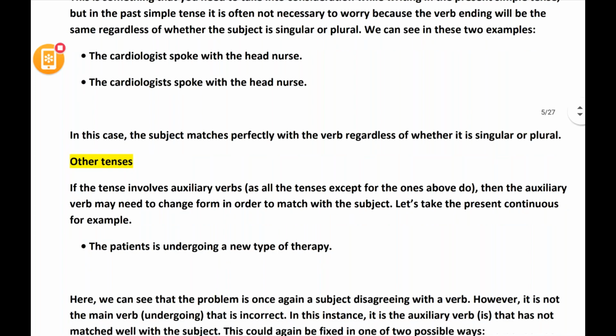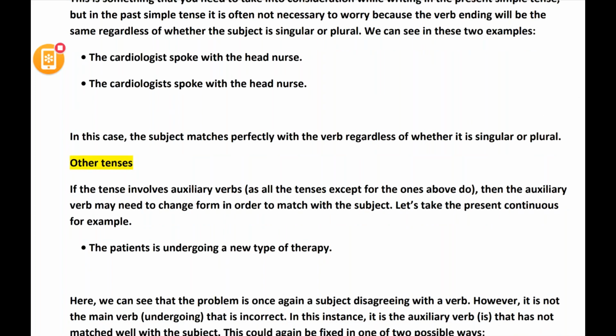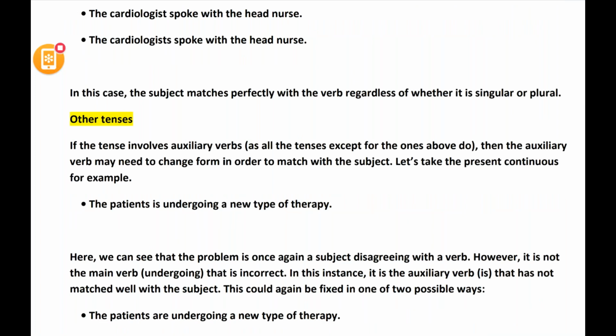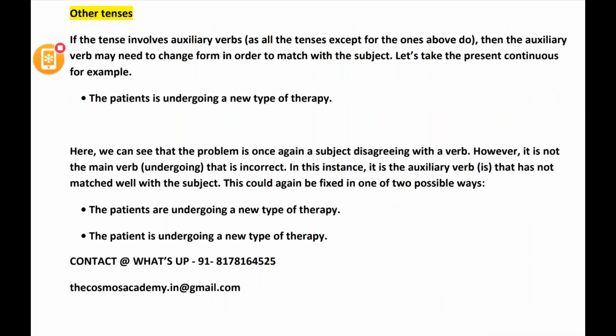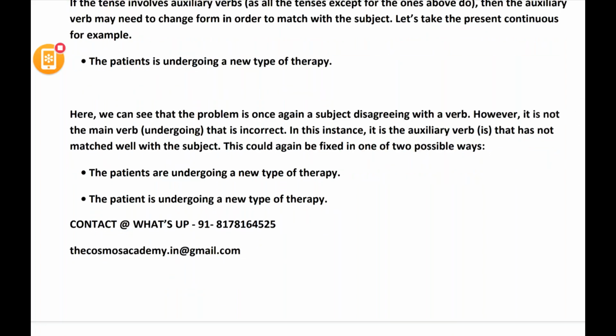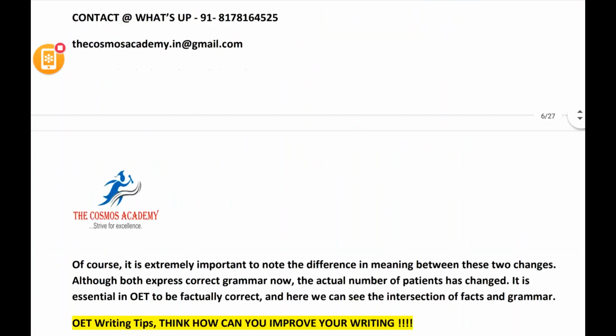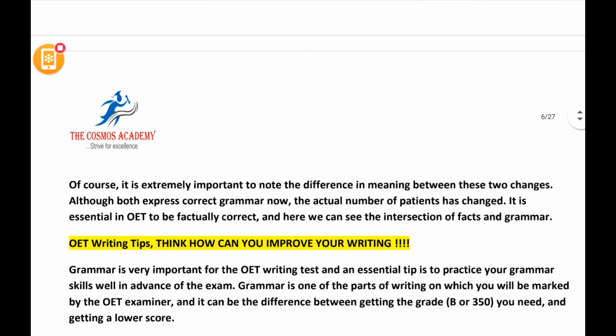So the auxiliary verb should match with the subject. If the subject is singular, I will use is. If the subject is plural, I will use are. If one patient, is; if more patients, are. The patients are undergoing a new type of therapy, or the patient is undergoing, one patient is undergoing a new type of therapy. I think this is very easy and clear to everyone. Yes or no? Yes, ma'am.